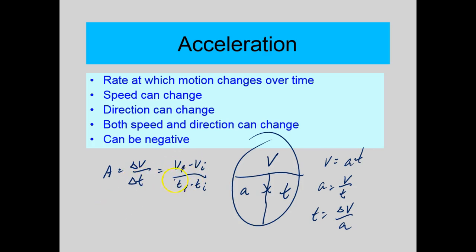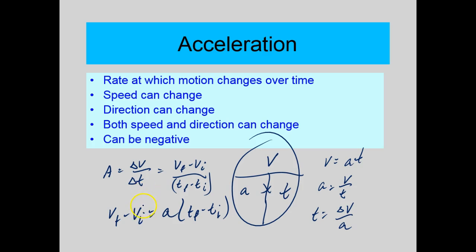Let me rewrite this. Multiply both sides by that. You have V final minus V initial is equal to acceleration times T final minus T initial. Okay? Now, if you pay close attention to this, you'll notice that's a lot like your slope formula. Only rather than change of x and change of y on top, rise over run, you now have v's and t's.